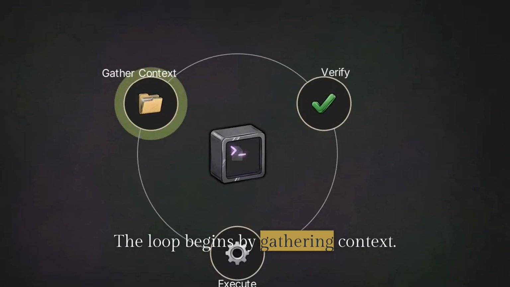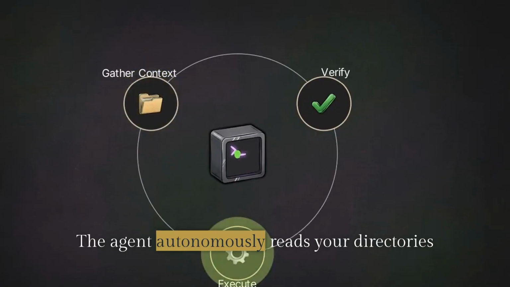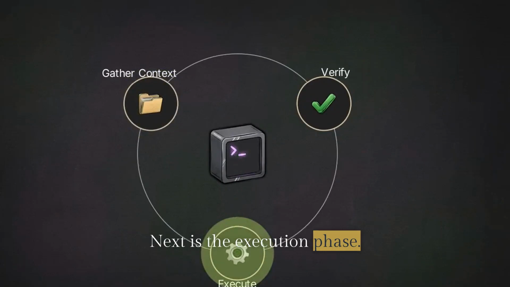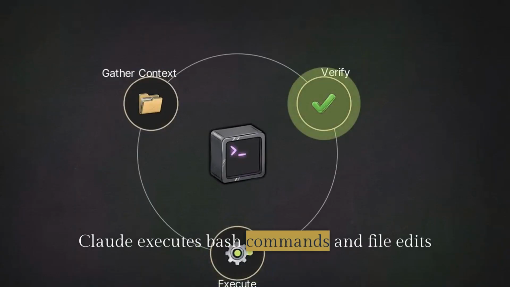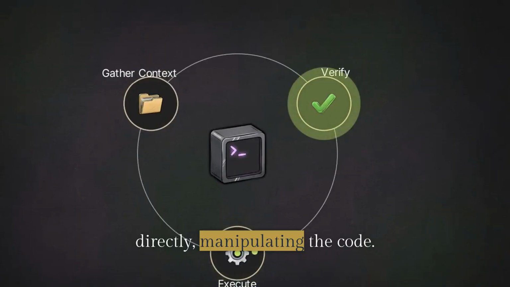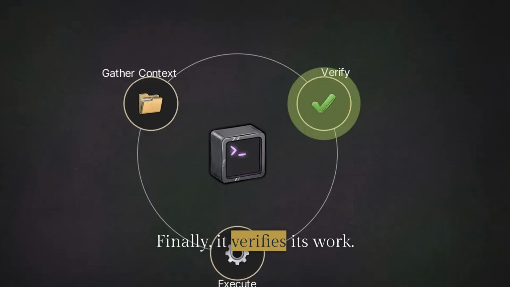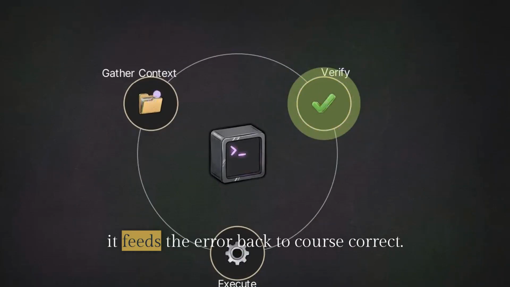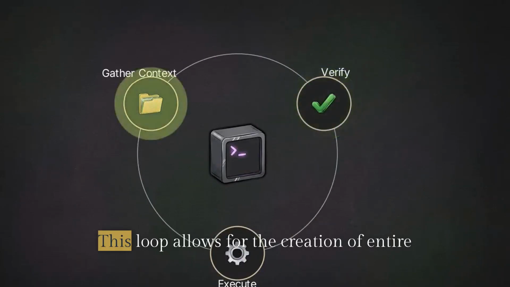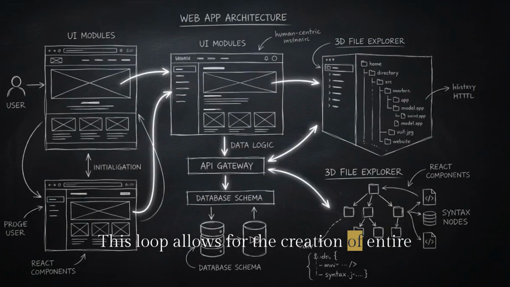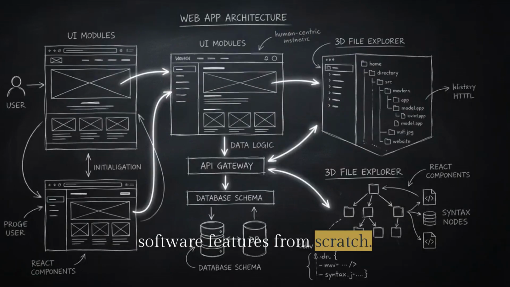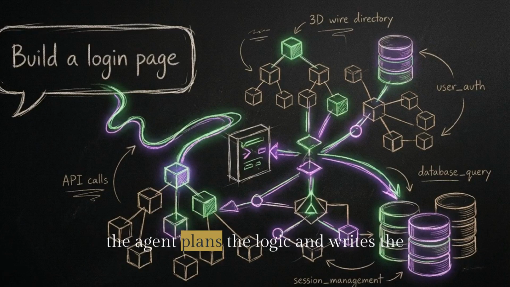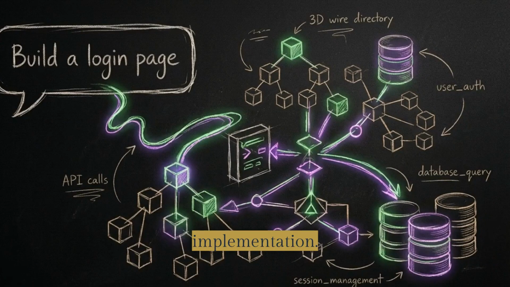The loop begins by gathering context. The agent autonomously reads your directories and file structure. Next is the execution phase. Claude executes bash commands and file edits directly, manipulating the code. Finally, it verifies its work. It reads the execution outputs, and if a test fails, it feeds the error back to course correct. This loop allows for the creation of entire software features from scratch. You describe the objective in plain English, and the agent plans the logic and writes the implementation.